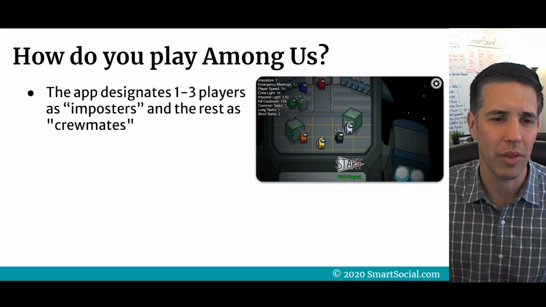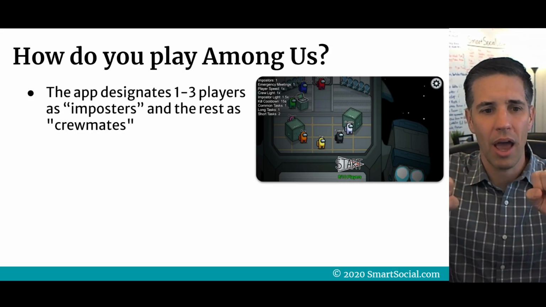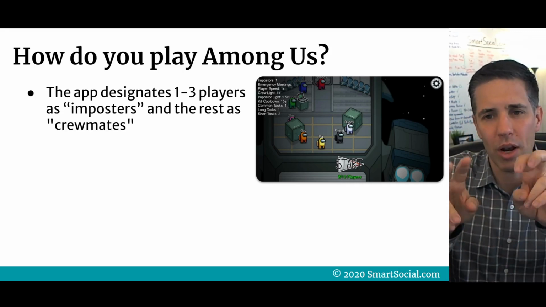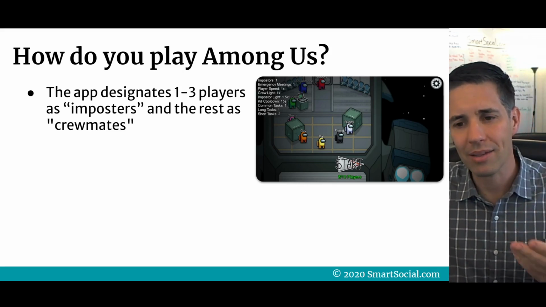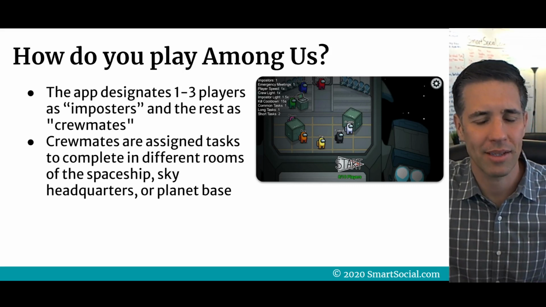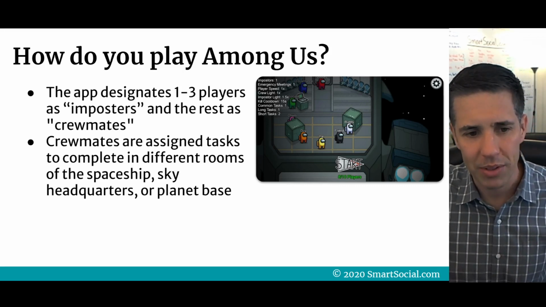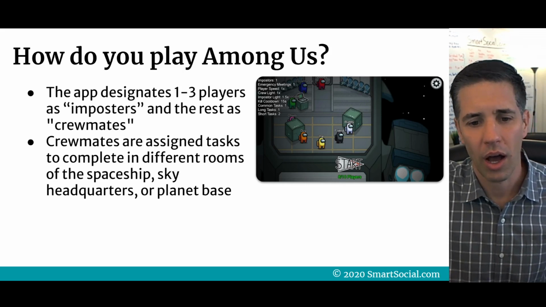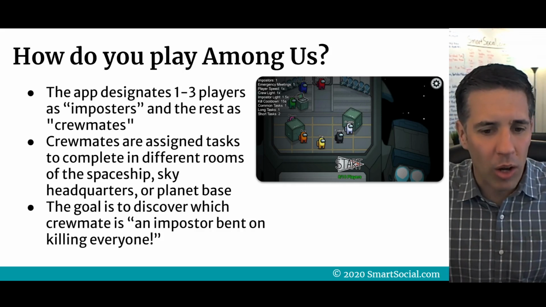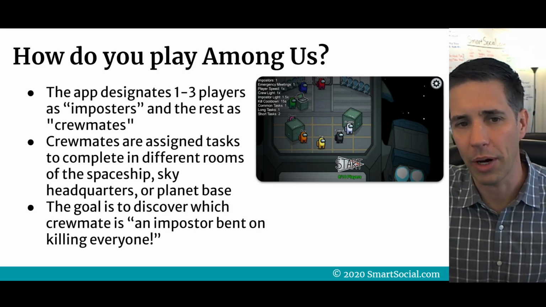So how do you play it? Well, the app designates 1 to 3 players as imposters and the rest as crewmates. I'm seeing this a lot in pop culture. People are saying, you're an imposter. And it's coming from this game. Crewmates are assigned tasks to complete in different rooms of the spaceship, sky headquarters, or planet base, right? Because they're obviously playing in space. The goal is to discover which crewmate is an imposter bent on killing everyone.